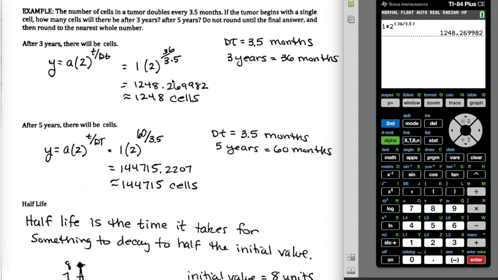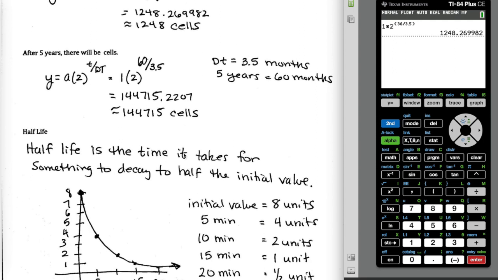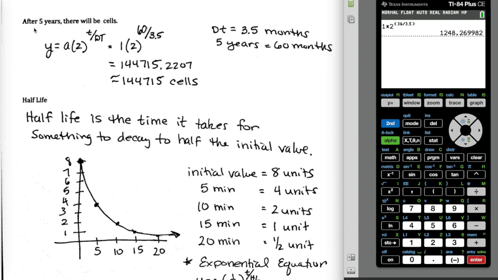1,248.269982. Now it says round to the nearest whole number, and because this is a 2, we're going to keep that at an 8. So my final answer is going to be 1,248 cells. Now we're going to do exactly the same thing here when we calculate it after 5 years.